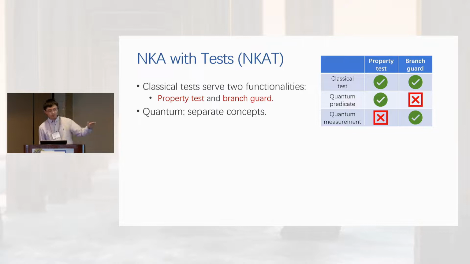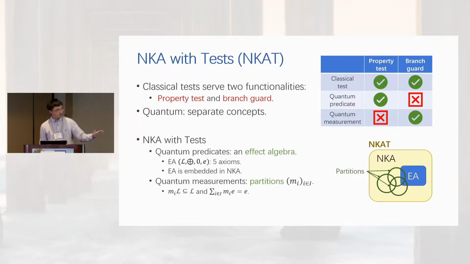As you can see in the table, quantum predicates serve as a property test, and quantum measurements serve as the branch guard. To deal with them, we basically introduce two algebraic objects into the NKA algebra. We use an effect algebra embedded in NKA to represent quantum predicates. The effect algebra has 5 axioms, and they are widely used to describe the events that can be observed in quantum mechanics. We introduce partitions, which are sets of elements that satisfy several properties related to quantum predicates, to characterize quantum measurements. The relations between all these concepts are pictured in this figure.